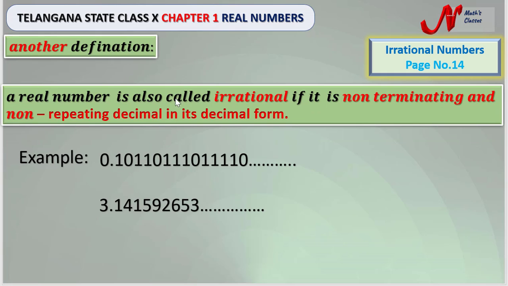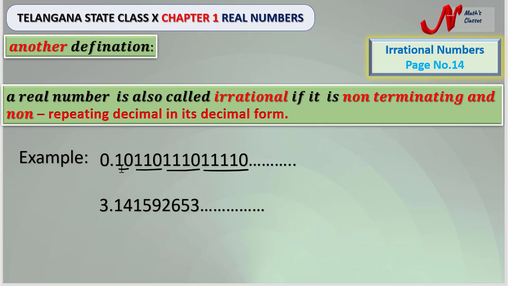We have another definition for irrational number. A real number is also called irrational if it is a non-terminating and non-repeating decimal in its decimal form. For example, 0.10110111011110 and so on. Here no digit is repeating and no group of digits is repeating. So it is called a non-terminating, non-repeating decimal.